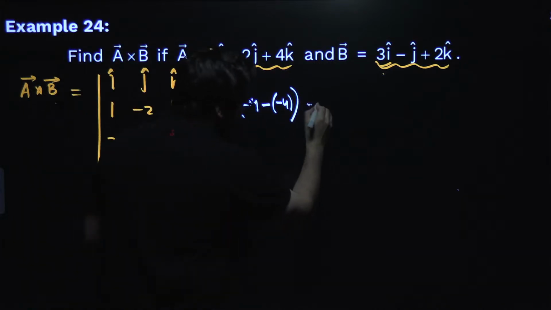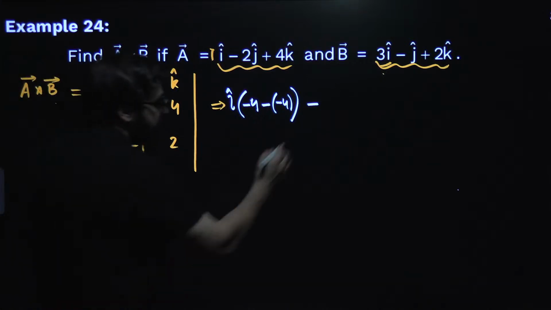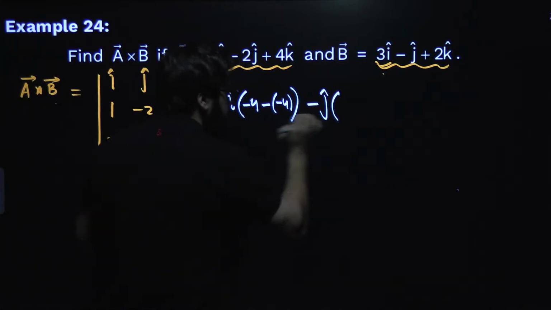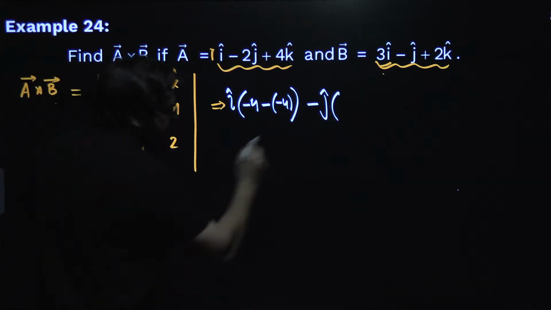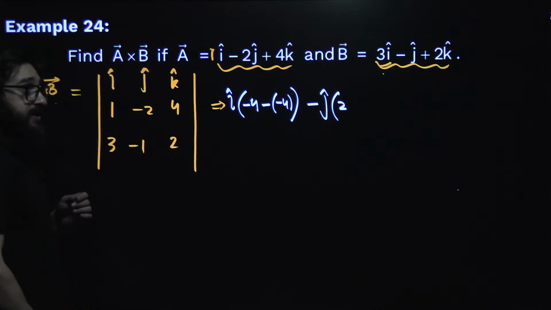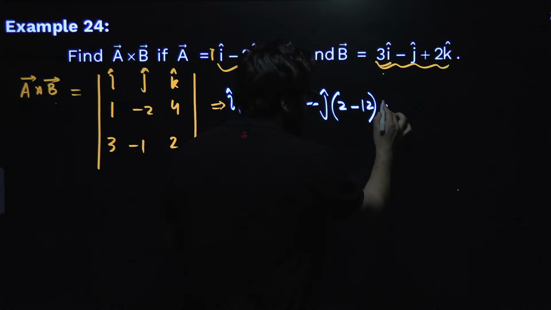Then we say minus. Now let's solve it for J. So I'll write over here J. Now guys, if you hide this and this, so 1 into 2 is 2 over here. Then we say minus. 3 into 4 is 12, minus 12. Then we say plus K.